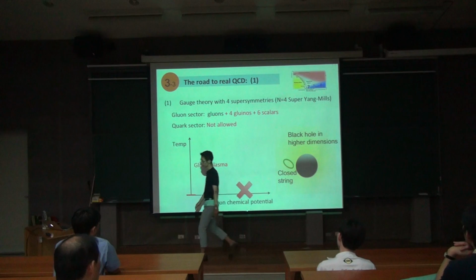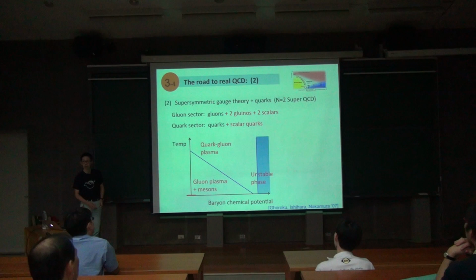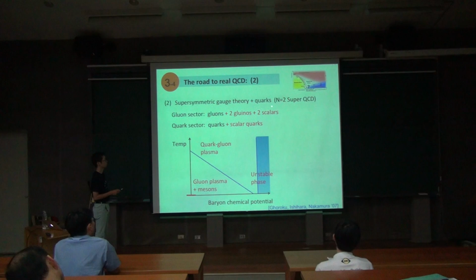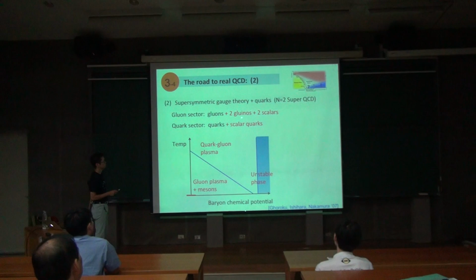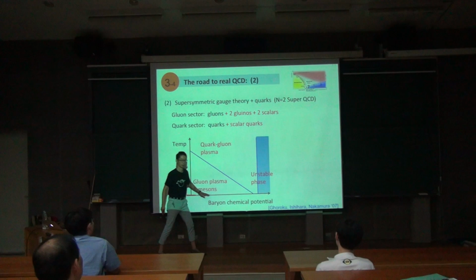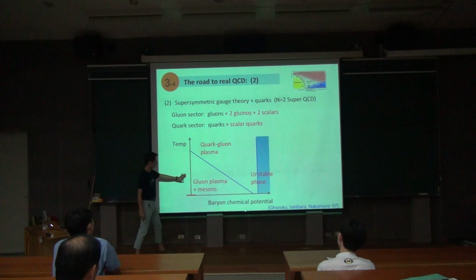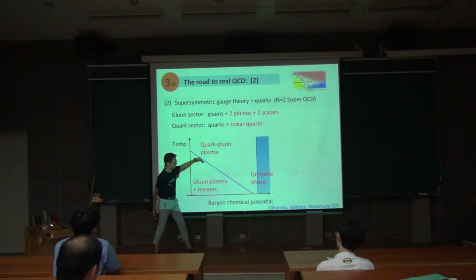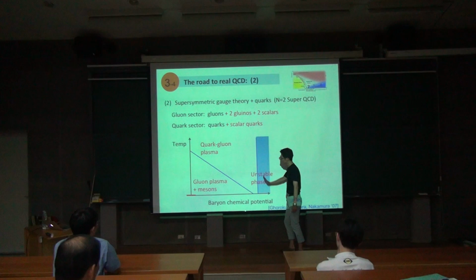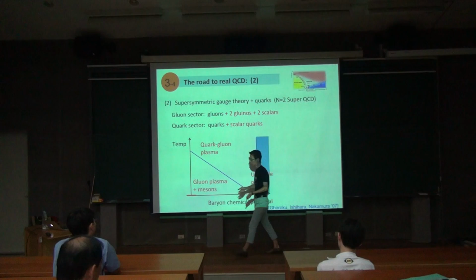Now let's go over to the second step, which includes only 2 supercharges, the supersymmetric gauge theory plus quarks. It's called N=2 SQCD. The gluon sector still has the extra scalars, but we have quarks, so we can turn on the quark density. And this is a result of string theory. You have a gluon plasma plus mesons, and you have a quark gluon plasma phase, and there is a first order phase transition. And then if you turn on the density to a large value, there is an unstable phase, which indicates some color flavor locking phase.